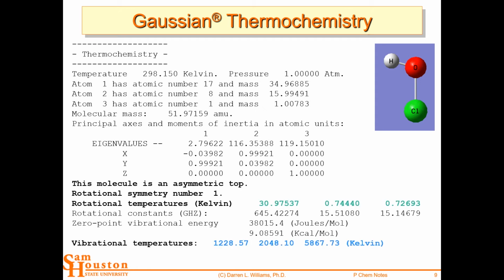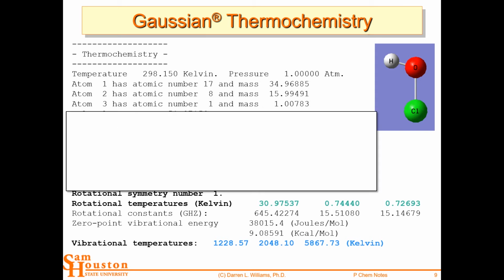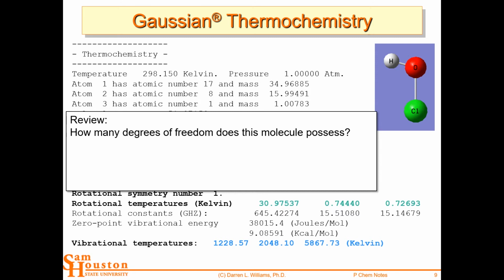So let's talk about our total degrees of freedom with a little bit of review. Okay, so how many degrees of freedom does this molecule possess? How many total degrees of freedom? Oh, 3 minus, yes. Total degrees of freedom. Y'all are close. You're bouncing around. It's just the 3n part. Yeah, 3n total degrees of freedom. That's everything it can do in terms of its motions.